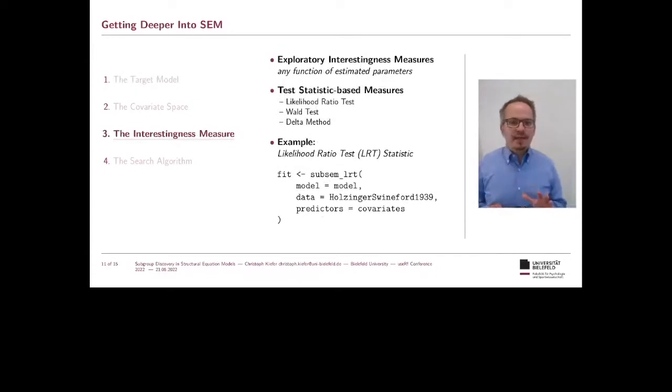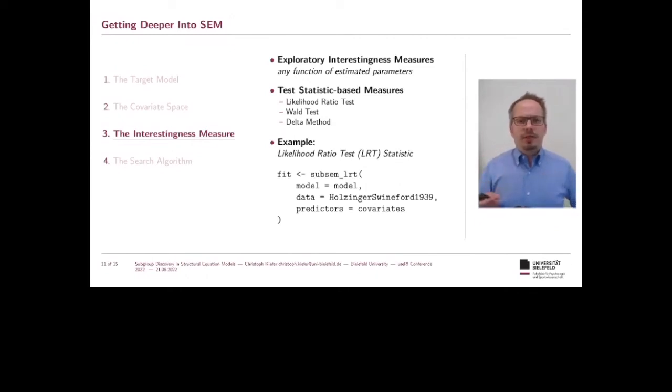Now, this is a very nice example to illustrate the wide variety of interestingness measures that structural equation models offer for exceptional model mining. In the former example, we used something we call an exploratory interestingness measure, which can be any function of the estimated model parameters. In that case, the subgroup-specific mean of x1 or its absolute deviation from the overall sample mean.